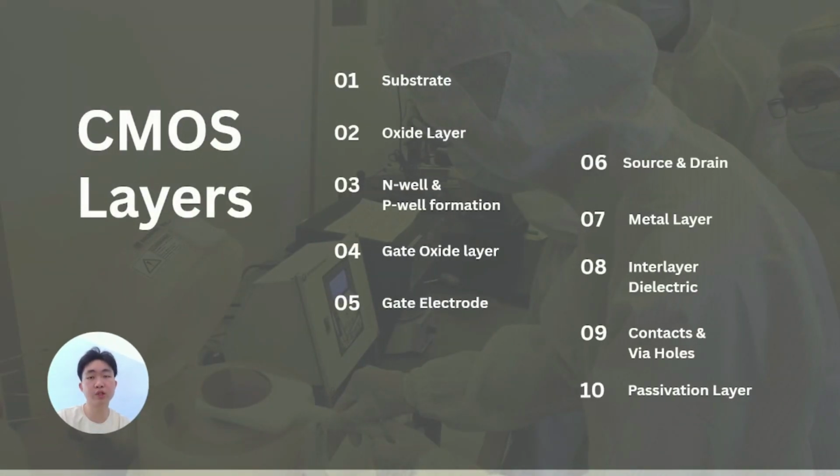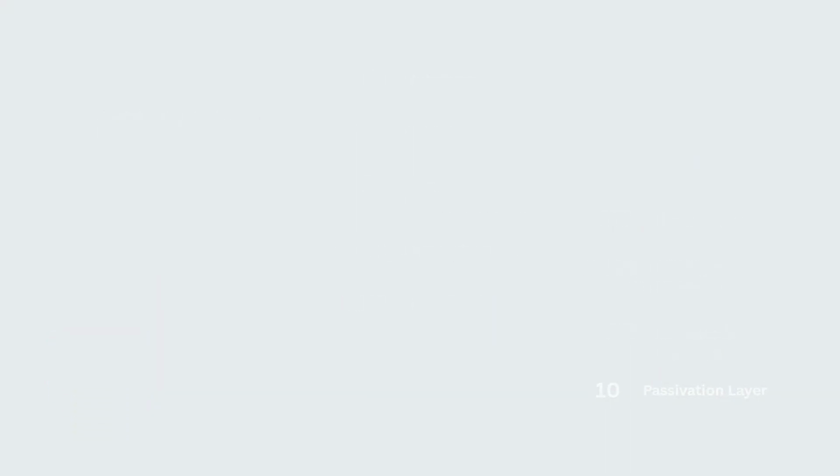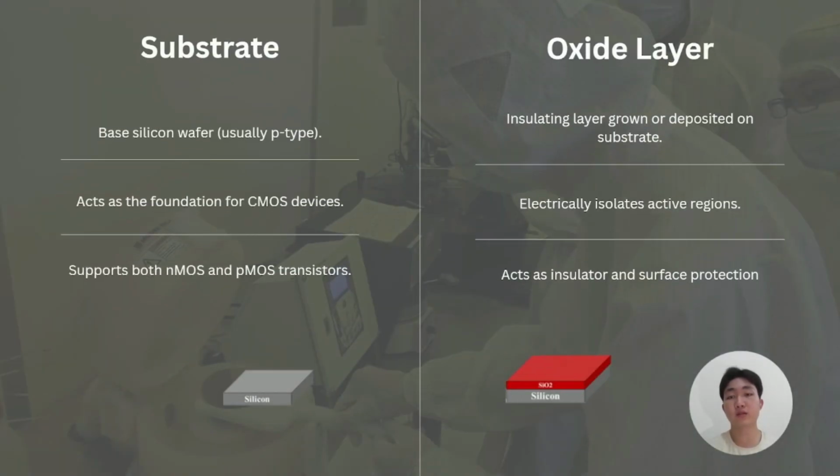Next, we'll move on to the CMOS layers, which are the fundamental physical layers used to build a CMOS integrated circuit. Each layer plays a different role, from forming the transistors themselves to connecting and protecting the entire chip. We'll start from the base, the substrate. It's a thin slice of silicon, usually P-type, acting as the foundation for all other layers. On top of it, a thin oxide layer is grown through thermal oxidation. This oxide works as an insulator, protecting the surface and preparing it for further processing.